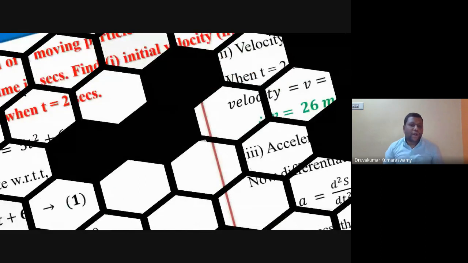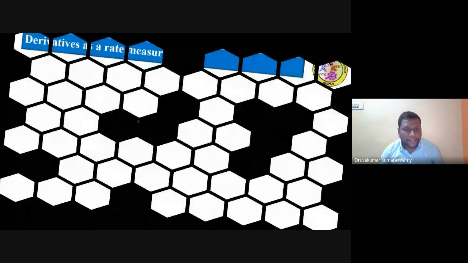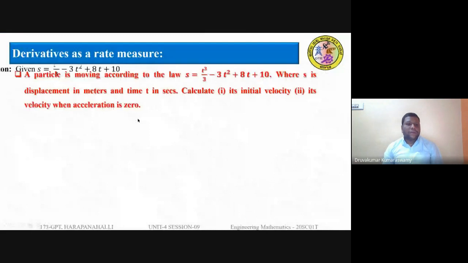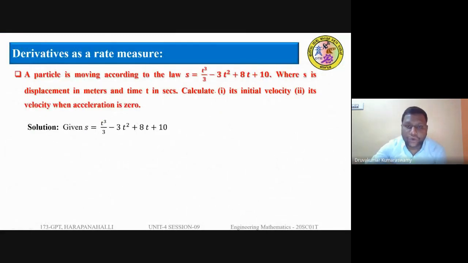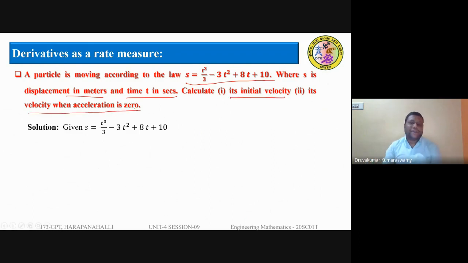So then we move on to another problem here. A particle is moving according to the law s is equal to t cube by 3 minus 3t square plus 8t plus 10, where s is the displacement in meters and the time t in seconds. Calculate its initial velocity, its velocity when acceleration is 0.